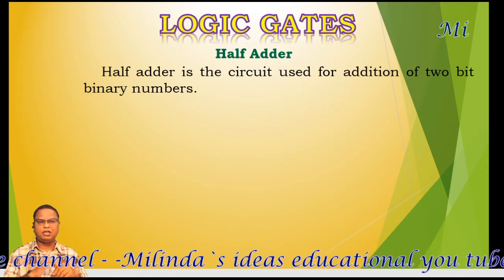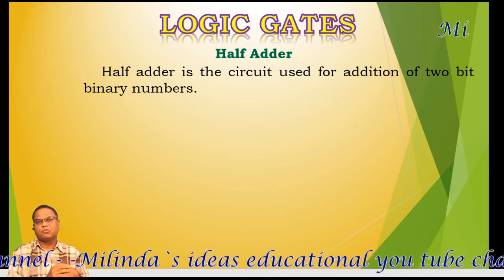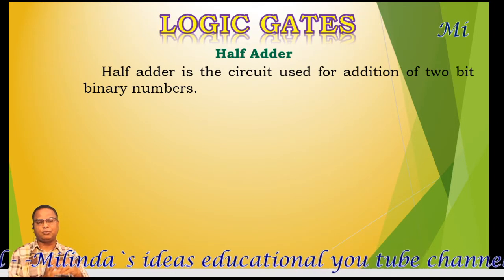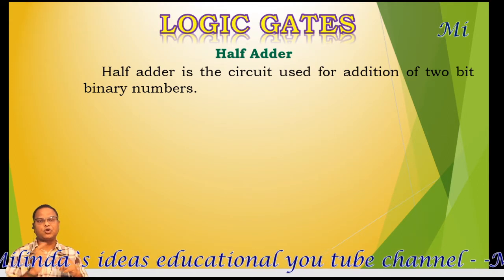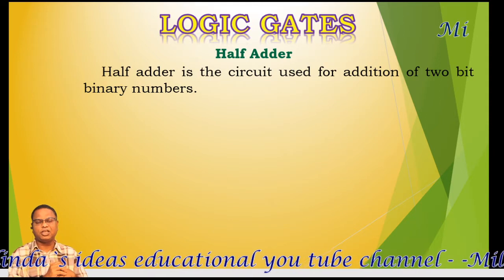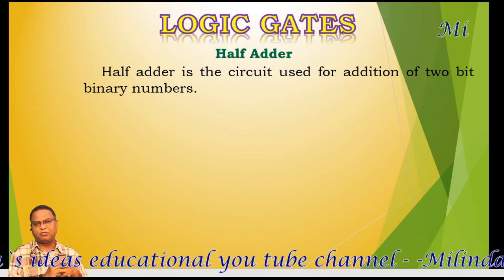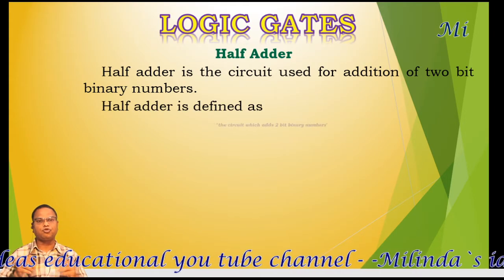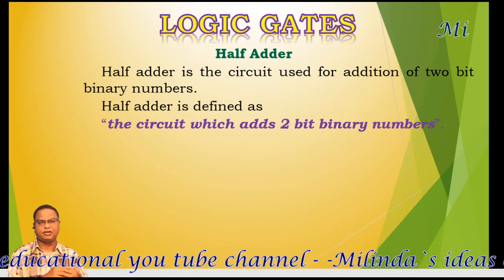In binary arithmetic, in additions, we have studied 2-bit addition. A and B are the inputs and sum and carry are the outputs. And when we are going to add the 2 bits, the circuit used is known as a half adder. So what is the definition of half adder? Half adder is defined as the circuit which is used for the addition of 2-bit binary number. That is a half adder.